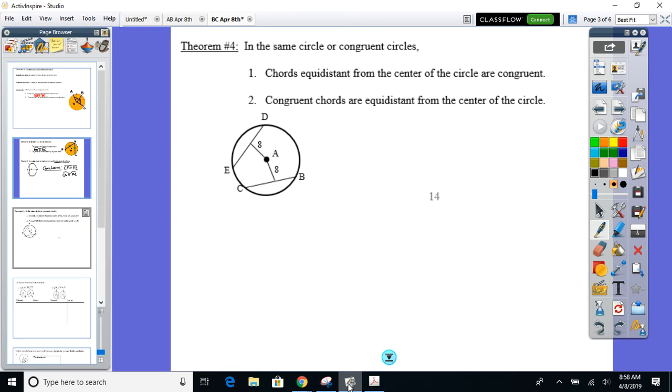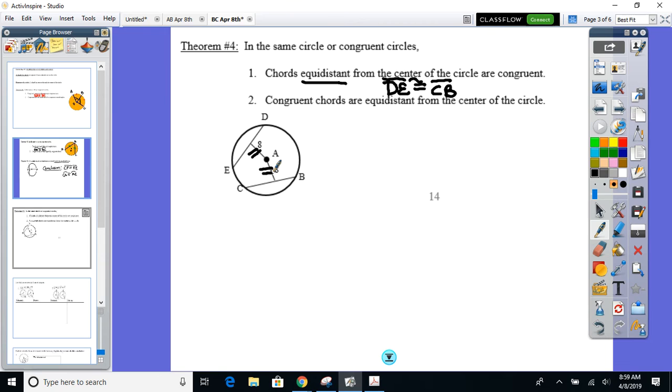Instead of same distance, we have a big word, and that is equidistant. If two chords are equidistant from the center, they are congruent. So in our case here, chord DE is congruent to chord CB. They're equidistant. Now, I'll either put the distance on there, or how else could I show you they're the same distance away? You see the little hash marks going on, instead of the actual length.